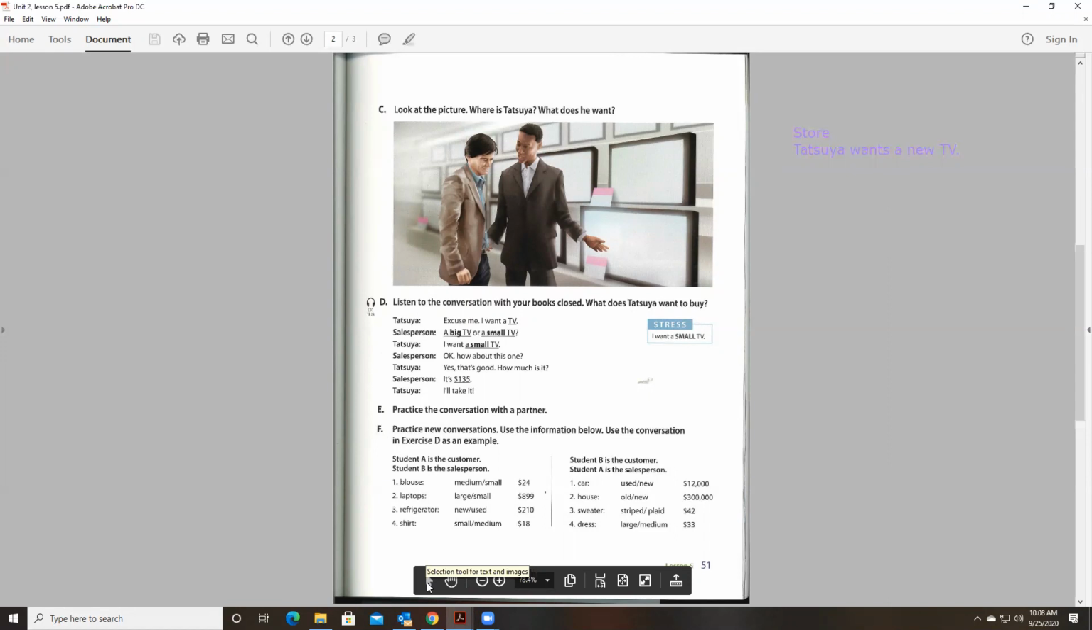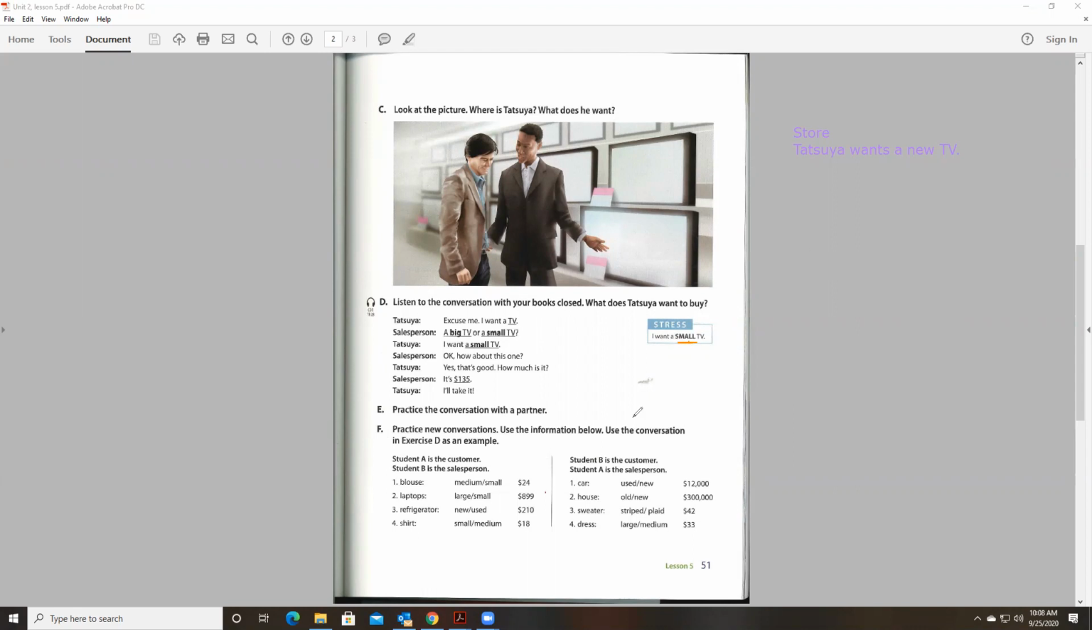All right, so we were right. He does want a new TV. Okay, however, he wants a small TV. So if you focus right here on the stress, it says, I want a small TV. When he talks, he puts more emphasis, or estresa más, the word small. Okay.